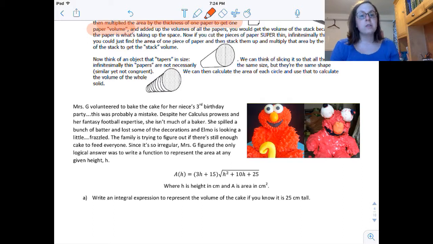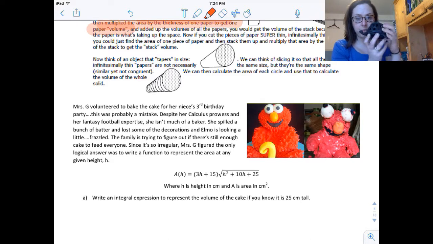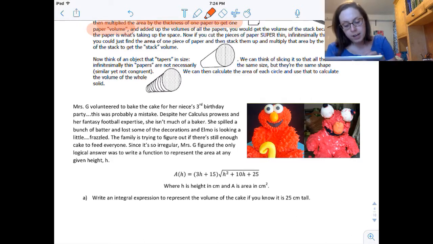So this is thinking about taking Elmo, slicing him this way, and I would get the area of his cross-section. So this is kind of strange, but think about if this was your cake. This is a turtle. You slice it, and at any given point, that would give you the area of the cross-section. That's what this formula is giving you. So this is your cross-sectional area. Height is in centimeters, and A is area in centimeters squared.